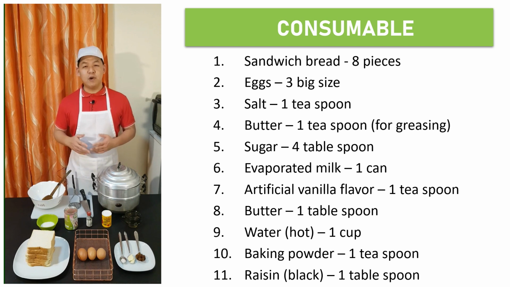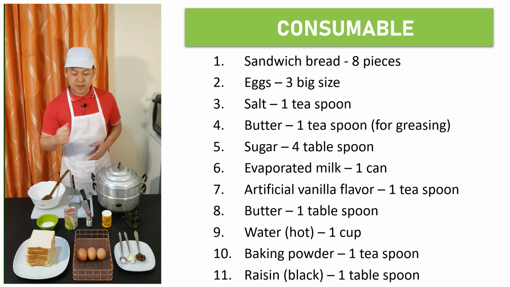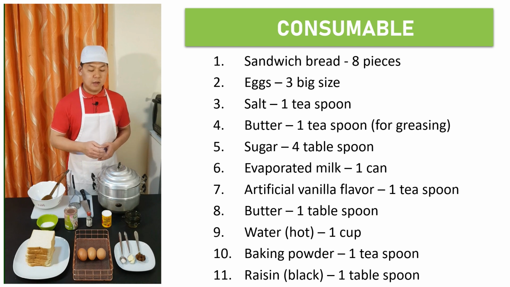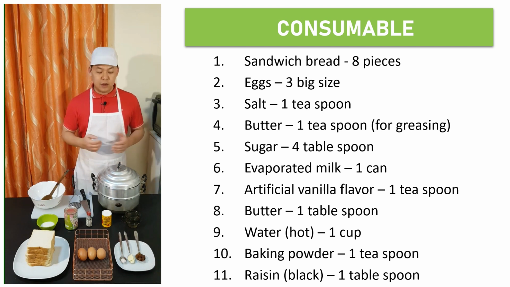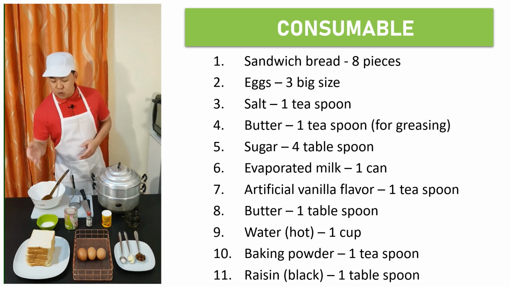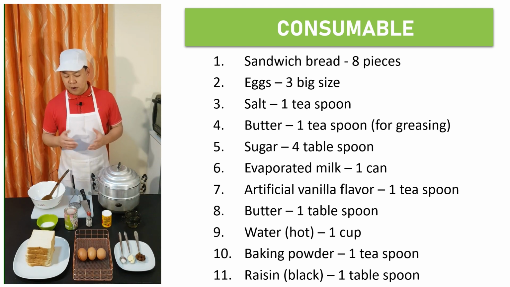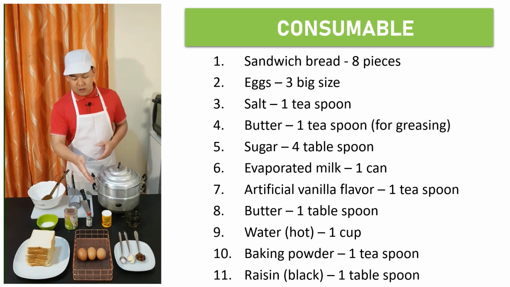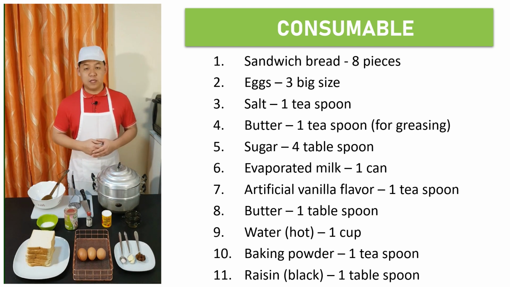For consumable, you will require several items as well. First, we're going to use 8 pieces of bread, 3 big size of eggs, 1 teaspoon of salt, 1 teaspoon of butter for the greasing purpose, 1 tablespoon of black raisin for the garnishing purpose, 2 tablespoons of white sugar, 1 can of evaporated milk, 1 teaspoon of vanilla extract, 1 teaspoon of baking powder, and the last one is 1 cup of hot water.